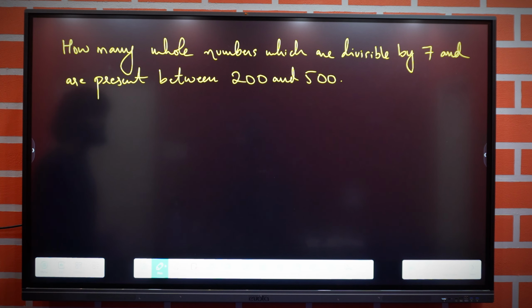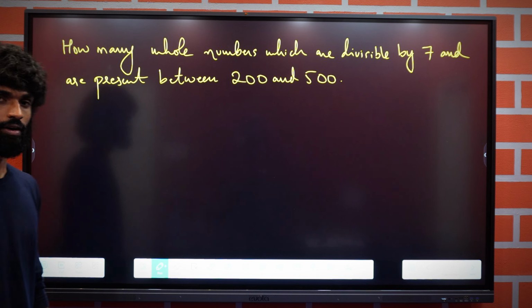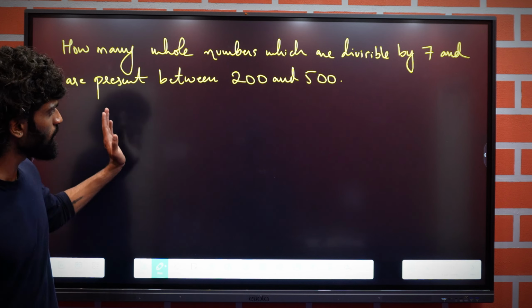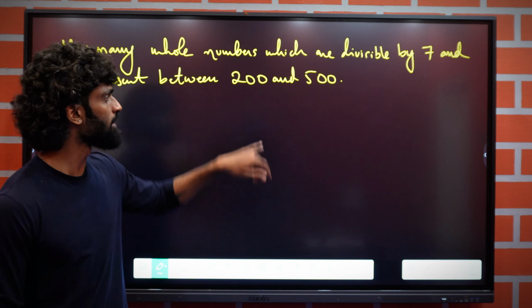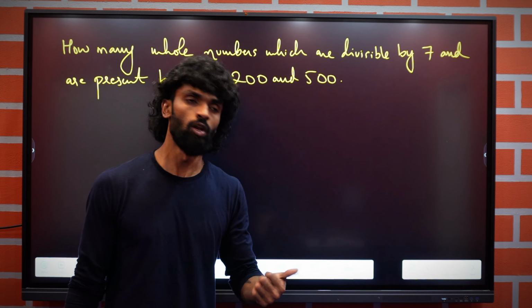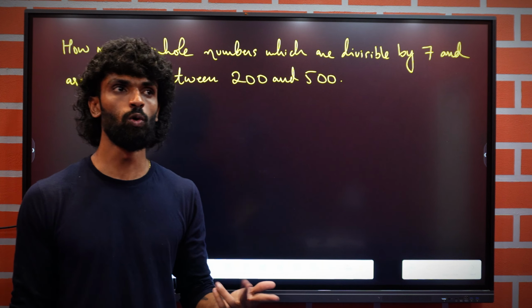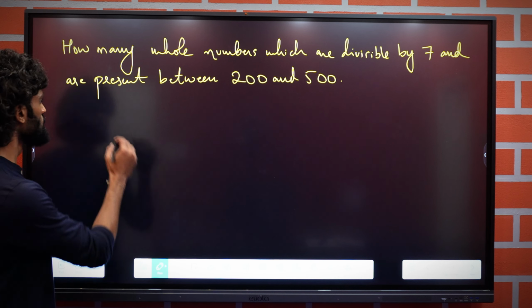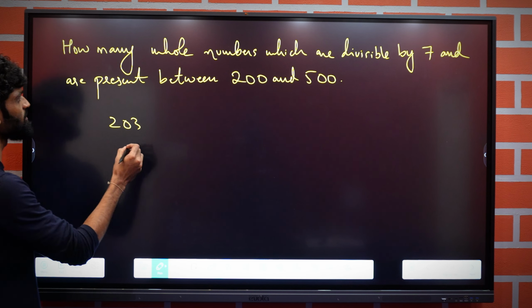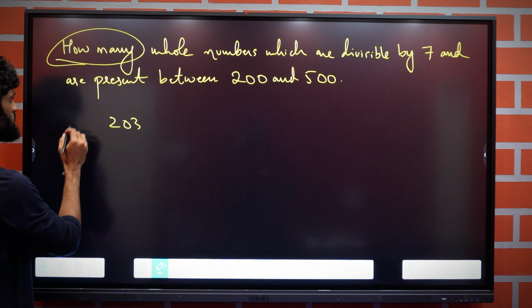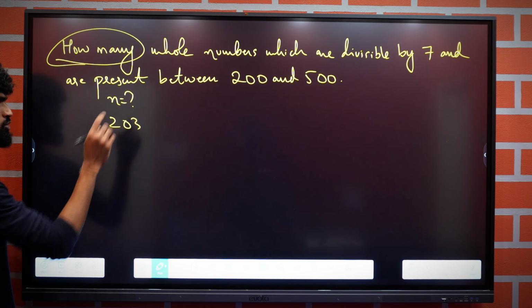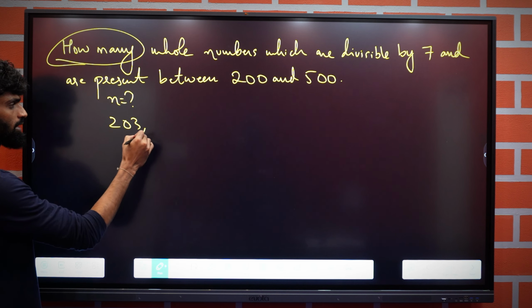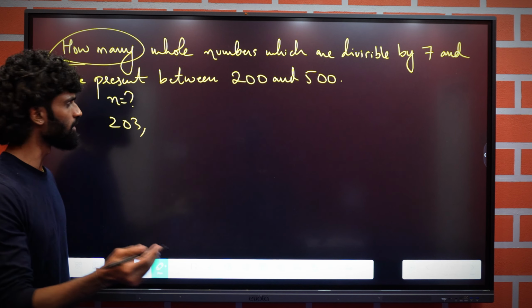How many whole numbers are divisible by 7 and are present between 200 and 500? Lovely. Just like the previous question, I'm supposed to write the sequence here. Ask yourself a question. Is 200 divisible by 7? No. 201? No. 202 obviously no, because it's an even number. 203, it is possible. So first number you found out, that's your achievement. And moreover, how many meaning? I'm supposed to find the value of n in this case also. 203 is the starting. Keep adding 7 to it because you found the logic.